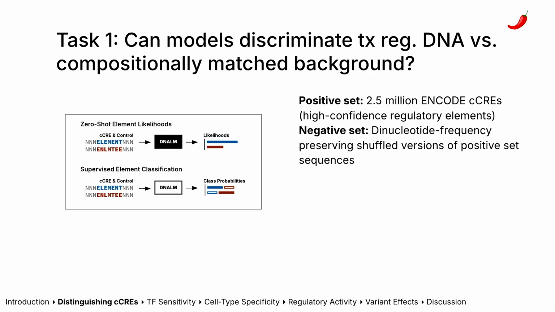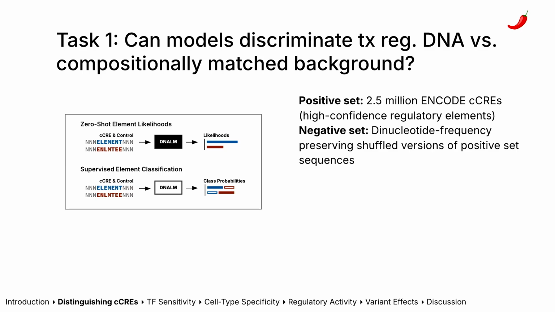And this kind of shuffling means that the positive and negative sequences are compositionally equivalent and are not affected by confounders such as GC content or differences in dinucleotide frequencies, which has been a big problem with previous benchmarks. And the only difference then between the two categories of sequences is the presence of regulatory motifs, which is what we expect the models to detect.